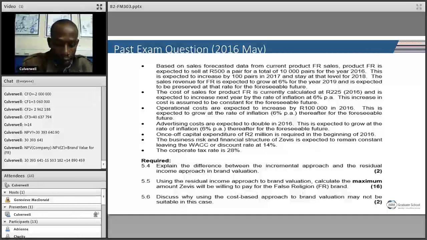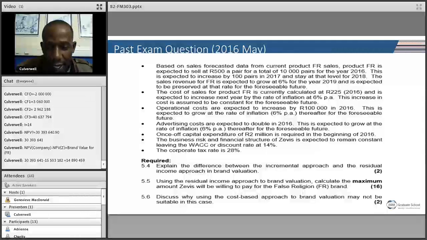That is going to give you, let's quickly do this, 393,641 minus 15,503,182. That is going to give you 14,890,459. So that is the maximum value that Z would want to pay for FR.